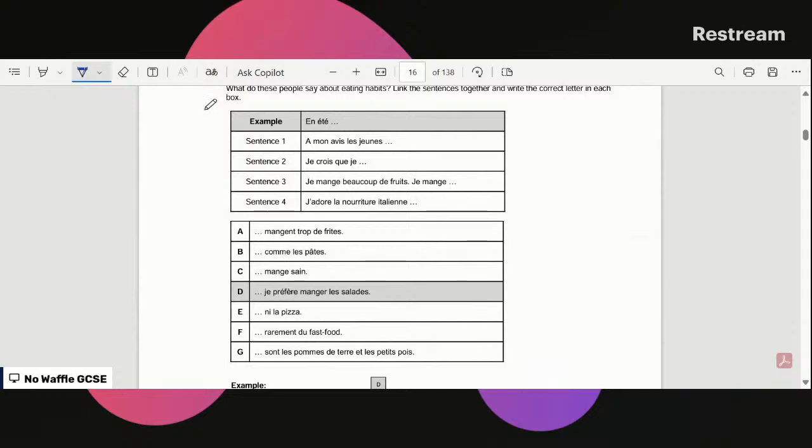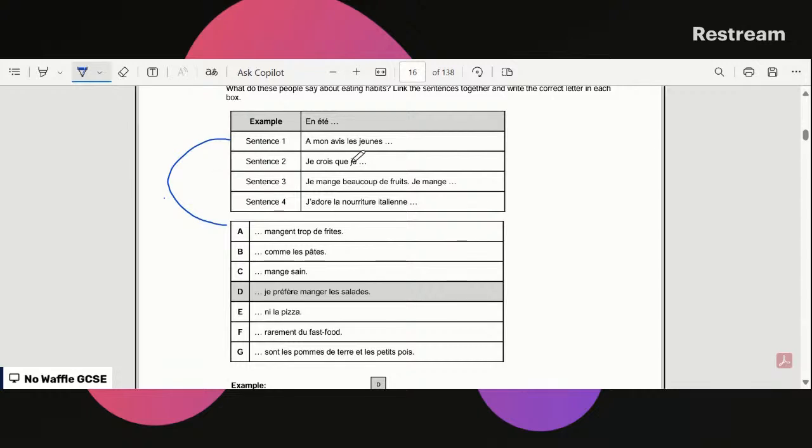Okay, so I'm going to answer this now. Some of these have come from GCSE questions, but some of them are just practice questions. So, continuing on, the answer for the first one is: à mon avis, les jeunes, in my opinion, the youngsters, mangent trop de frites, eat too many fries.